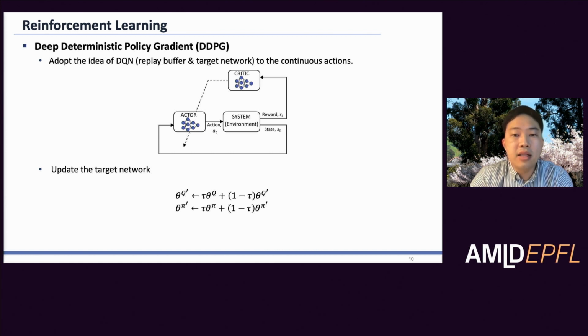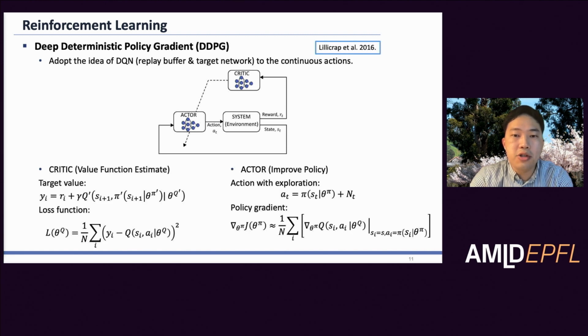And DDPG was proposed by researcher Lillicrap in 2016. The critic part estimates the value function from data samples generated by the policy, or actor. Once the value function is estimated from data, it updates its control policy to maximize its reward. You can find more details about reinforcement learning algorithms, and there are a number of them, especially for continuous action spaces.